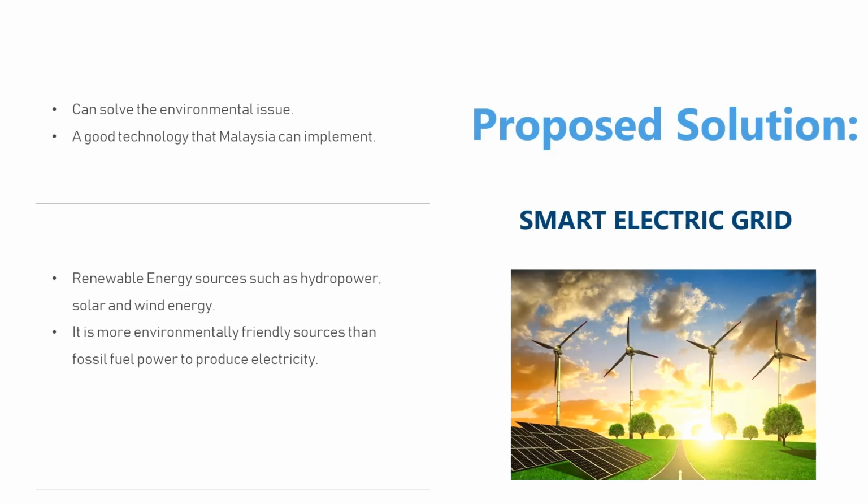For this case, the proposed solution is the smart electric grid. This solution can solve the environmental issue since it uses renewable energy to provide electricity. This is also a very good technology that Malaysia can implement too. What is the renewable energy that this smart electric grid uses? They use renewable energy such as hydropower, solar, and wind energy. It is a more environmentally friendly source than fossil fuel power to produce electricity.